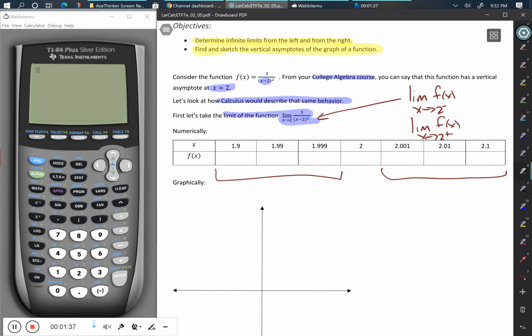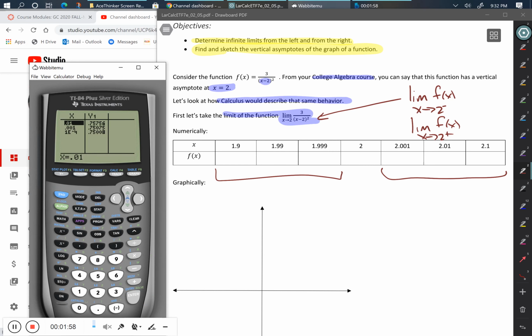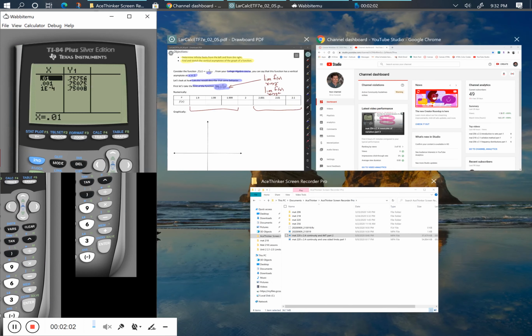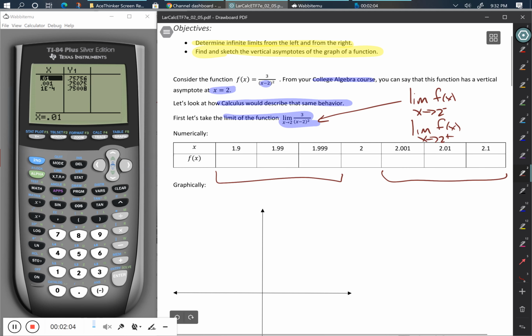Now I've got my calculator over here. I'm going to go ahead and put this function in. It is the fraction 3 divided by the quantity x minus 2 squared. And I'm going to go to my table. I'm going to delete out these values. I don't need them. I hate when it does that. I try to delete too fast.